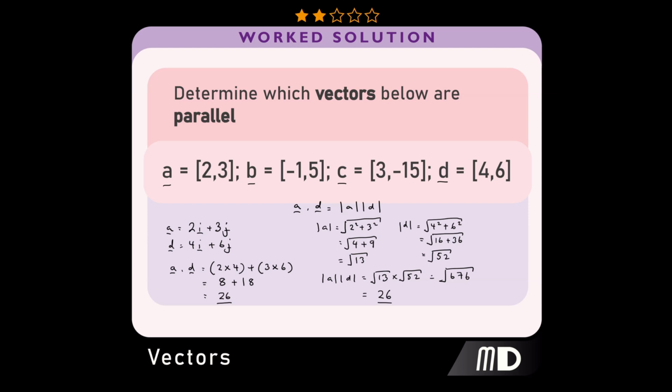So the answer to this question is A and D are parallel vectors, and B and C are also parallel vectors.